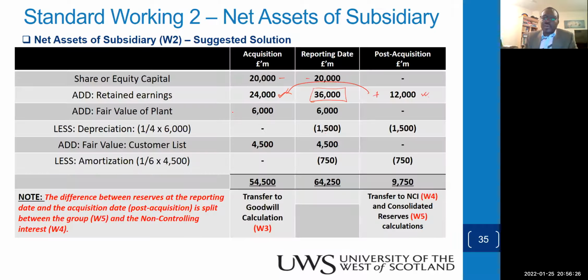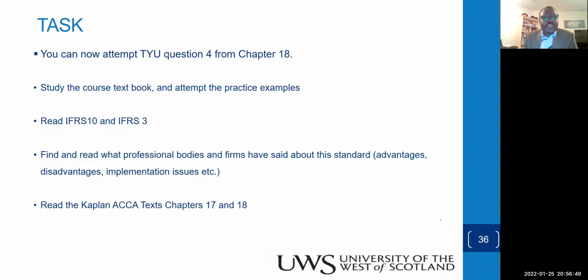So that's all. Everything here, when we sum it up, is what will take us into the calculation of our goodwill. And everything here is what will be split. The NCI will end up taking 20%, and the group reserve will take 80% in terms of the structure, the holding. Okay, all right, very easy. Let's wrap it up.